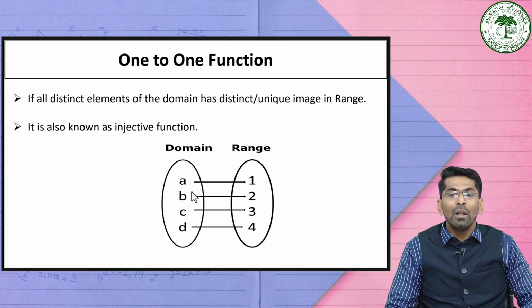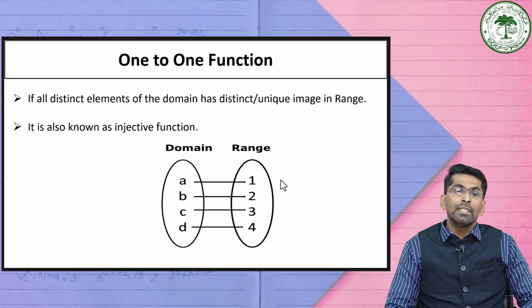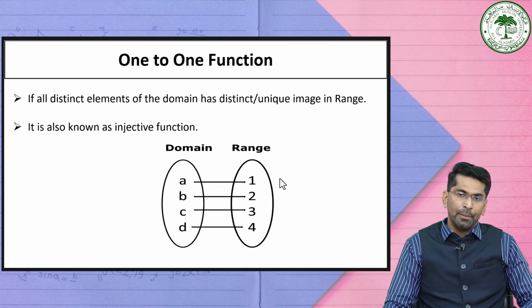Here, see, all the elements in the domain and range are paired with each other in such a way that all the distinct elements of the domain, that is A, B, C, D, have a distinct or unique image in the range, that is 1, 2, 3, 4. It is a one-to-one mapping. So this is an example of a one-to-one mapping.